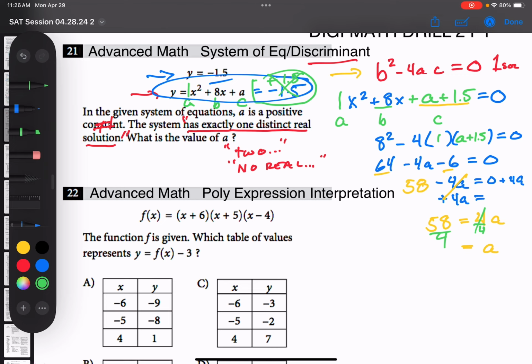You could do the whole thing with the calculator. You're going to get 4 goes into 5 one time, carry the 1, 4 goes into 18 4 times, and you have 2 left over, so it'd be 14.5. So this is the answer to question number 21.